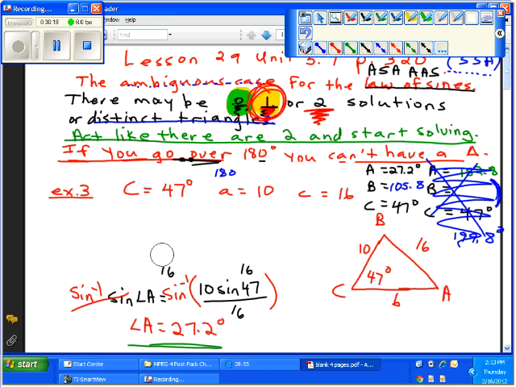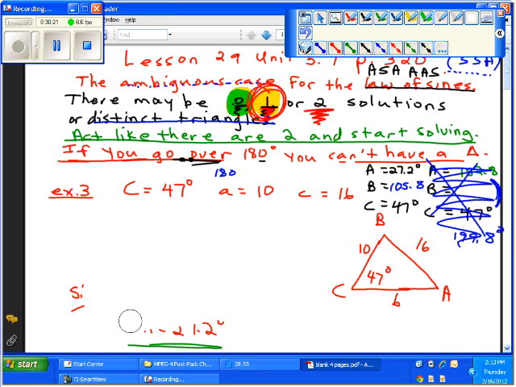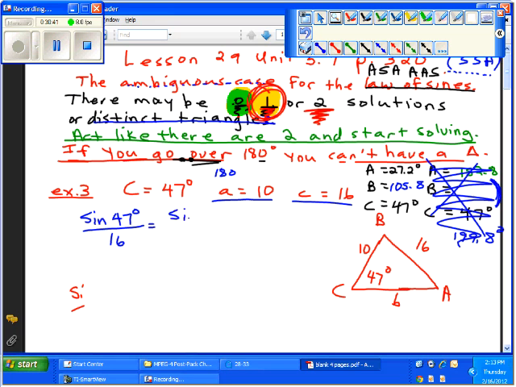What I know is angle A, angle B, angle C, little a, little c. What I don't know is little b, so I'm going to solve for little b. So I'm going to say sine of angle C, 47 degrees, over little c, 16, is equal to the sine of angle B, which I now know in option 1, which was the only one that worked, to be 105.8 degrees over little b, which I don't know. So I'm going to use the law of sines to find my little b. So I'm going to cross multiply.